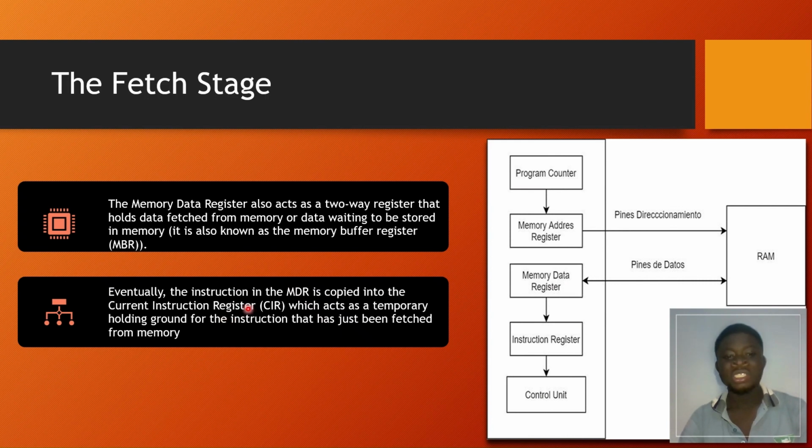Eventually, the instruction in the memory data register is copied into the current instruction register, which acts as a temporary holding ground for the instruction that was just fetched from memory. So as the instruction is fetched from the RAM into the memory data register, it is then copied into the instruction register, which acts as a temporary holding ground. At this point, the instruction is getting to the decode stage.